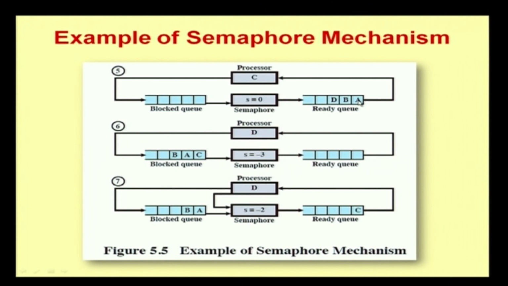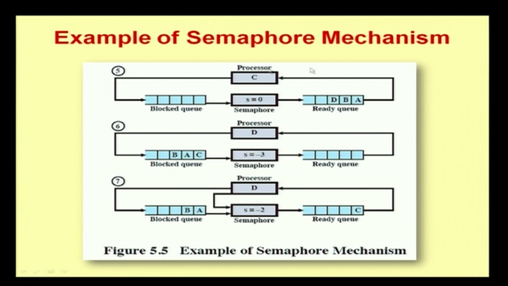Now here we have A. A again goes inside the processor. A is also waiting for the output to be produced by D. So it again goes to a blocked queue. So -1 minus 1 is -2. Then B goes to a processor. B is also waiting for the processor D to produce the output. So -2 minus 1 becomes -3. Now C, A, B get stored in the blocked queue.